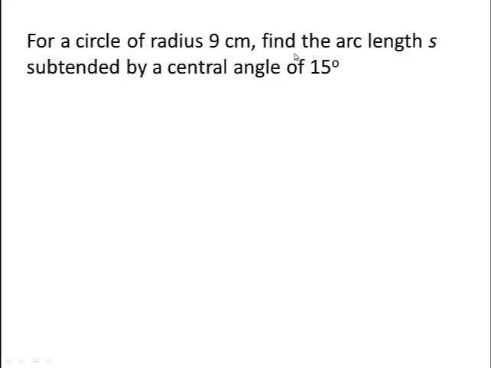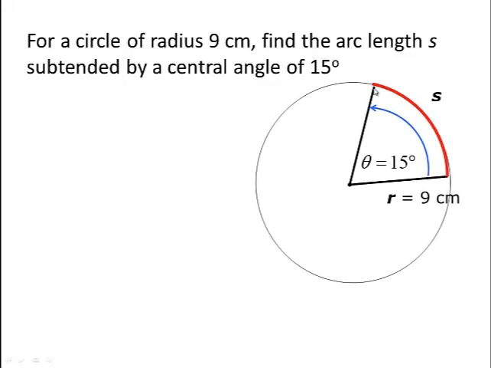Given a circle with a radius of 9 centimeters, find the arc length S, subtended by a central angle of 15 degrees. So here's my subtended or intercepted arc of S. The angle's 15 degrees and the radius is 9.